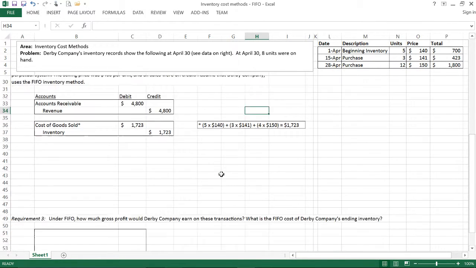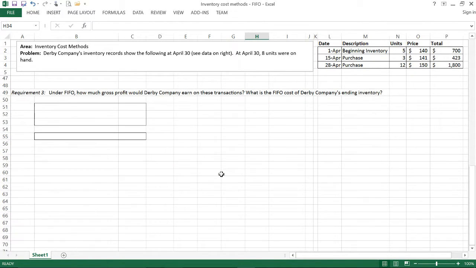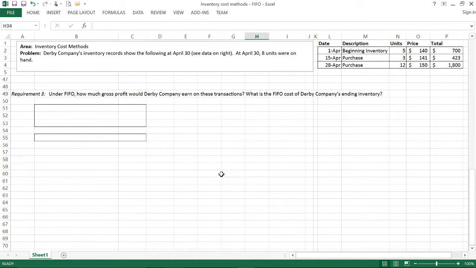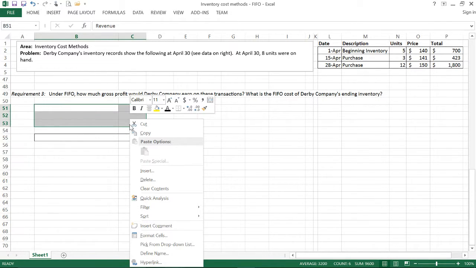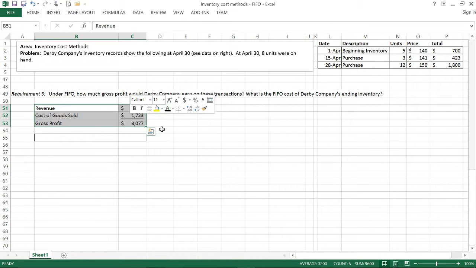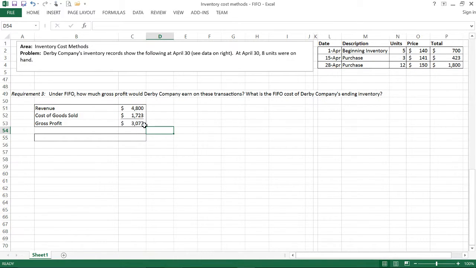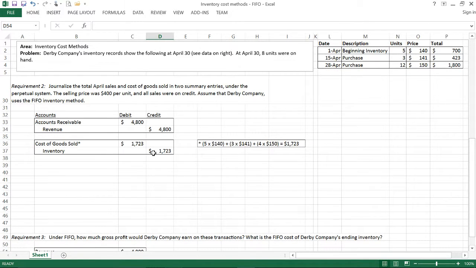So let's move on to the third requirement. Under FIFO, how much gross profit would Derby Company earn on these transactions? All right, so let's get to that first. Let's take a look at the second part in just a minute. So gross profit is simply the sales revenue minus the cost of goods sold, and those amounts are up above, so it's simply subtracting cost of goods sold from sales revenue. So you'll see the 4,800 minus the 1,723, those amounts are up here.